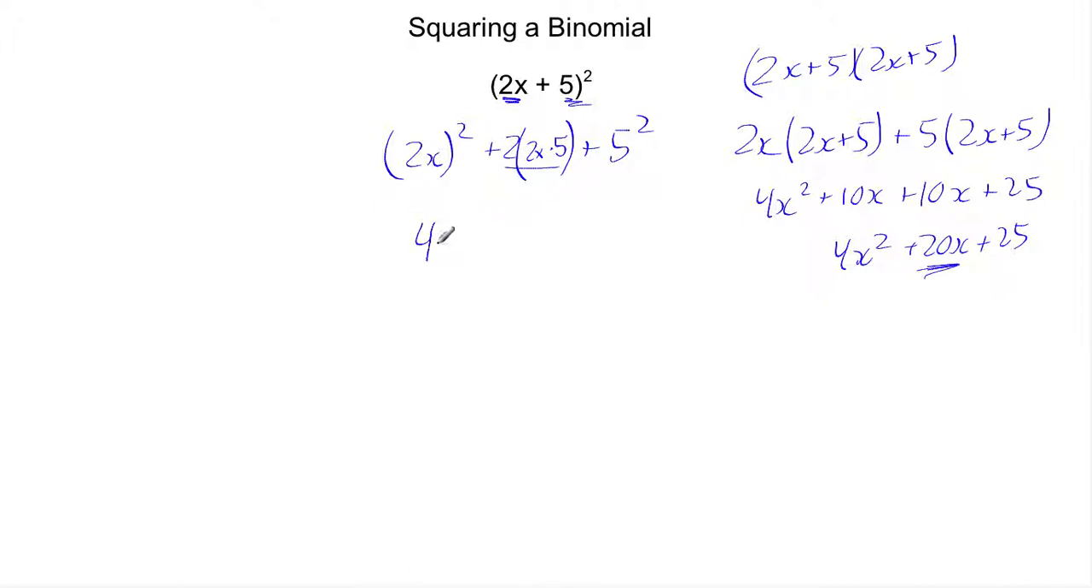2x squared is 4x squared. 2x times 5 is 10x. Times 2 is 20x. And 5 squared is 25. Look at how easy that is.